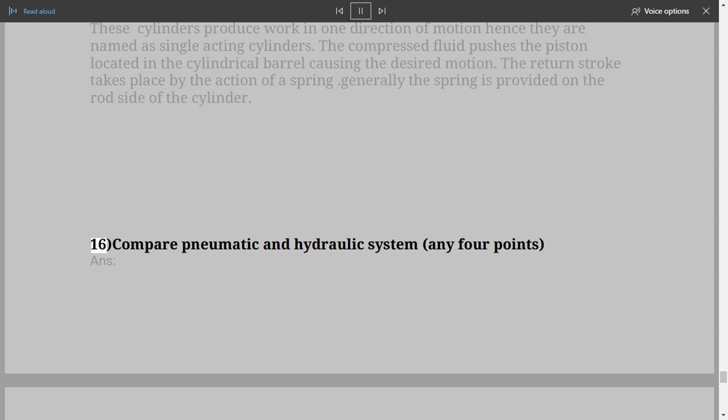16. Compare pneumatic and hydraulic system. Any 4 points. ANS.